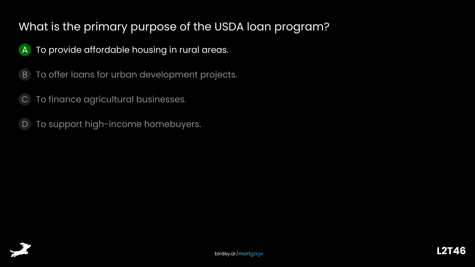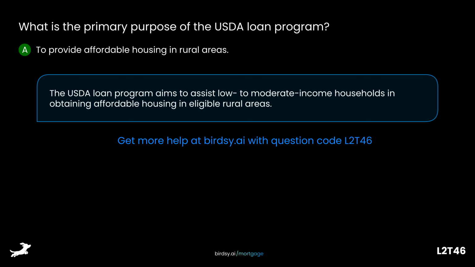The answer is A, to provide affordable housing in rural areas. The USDA loan program aims to assist low to moderate income households in obtaining affordable housing in eligible rural areas.